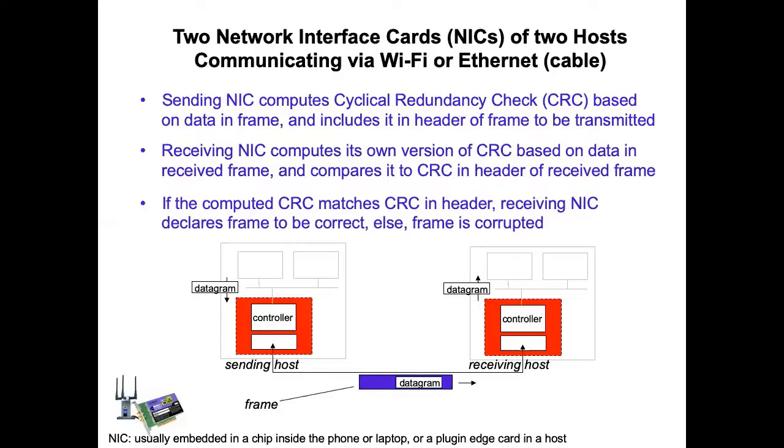Okay, so the protocol goes as follows. As mentioned before, the sending NIC will compute the CRC based on the data and then send the frame. The receiving NIC computes its own CRC, again based on the data that it received in the frame. Then the receiving NIC compares its own CRC to the CRC in the header of the received frame. If the CRC that the receiving NIC computed matches the CRC in the header, then the receiving NIC declares the frame to be correct. If the CRCs don't match, the NIC declares the frame to be corrupted, and it may ask for the retransmission of the frame.